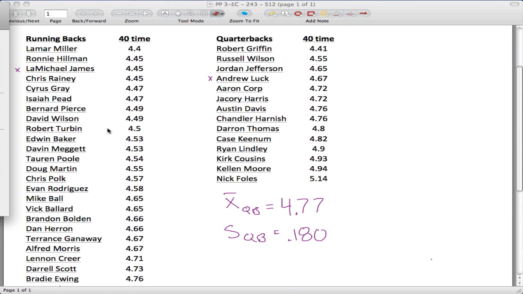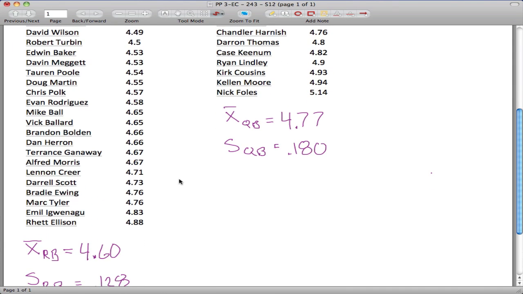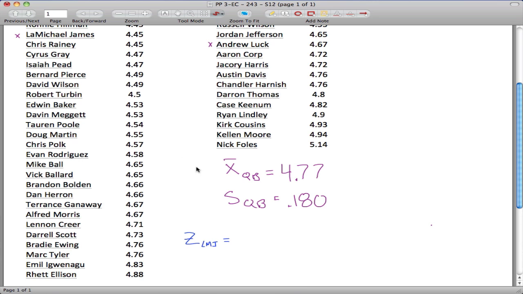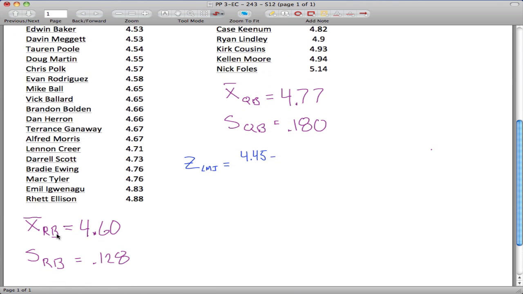So using all that information, we can calculate the two z-scores. We can calculate the z-score for LaMichael James. And what that will be is LaMichael James' time, which is 4.45, minus the average time for running backs, which is 4.60, divided by the standard deviation for running backs, which is 0.128. And if you calculate this, you get approximately negative 1.17.